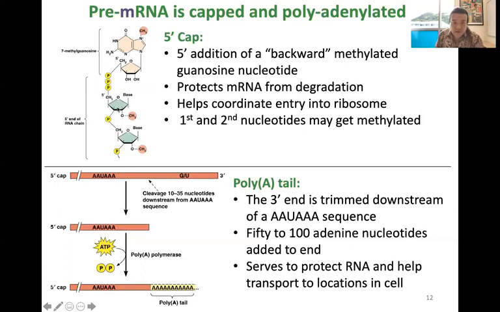So you can see there's two nucleotides here. They get methylated, so these methyl groups get stuck onto the C2 position. You can tell this is RNA because in DNA, this oxygen wouldn't be here anymore. So this allows it to be methylated. And at the very top, they get a backwards methylated guanosine nucleotide stuck to it. This nucleotide is actually stuck on in an inverted way. So we call this the 5' cap.